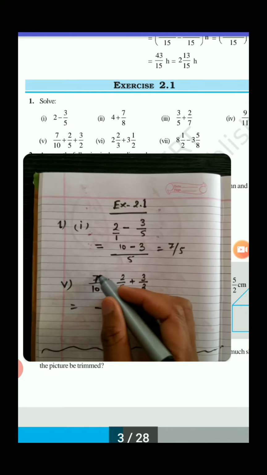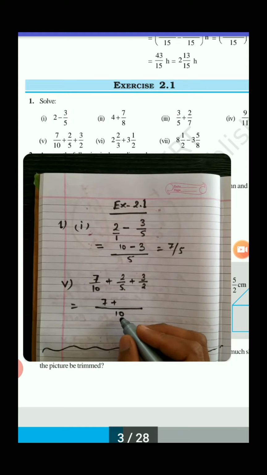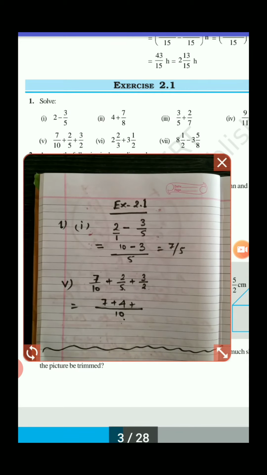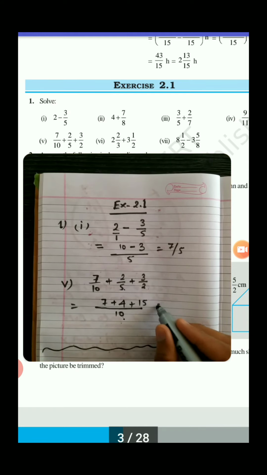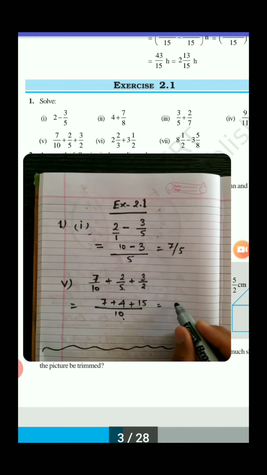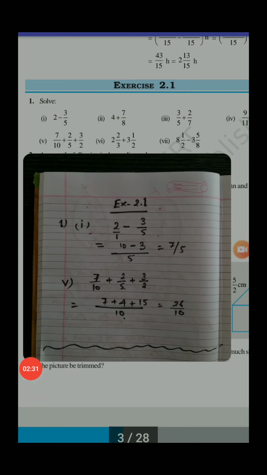10 ones are 10, and 7 into 1 is 7. Plus, 5 twos are 10, means 10 will divide it 2 times, so 2 into 2 is 4. And 2 fives are 10, so you will multiply this 5 by 3: 5 threes are 15. Now, 15 plus 4 is 19, and 19 plus 7 is 26. 26 upon 10 is your answer. So my dear student, like the first and fifth, you can solve the rest of the parts.